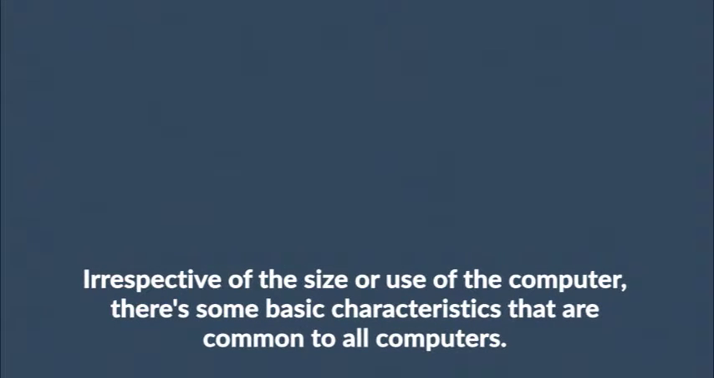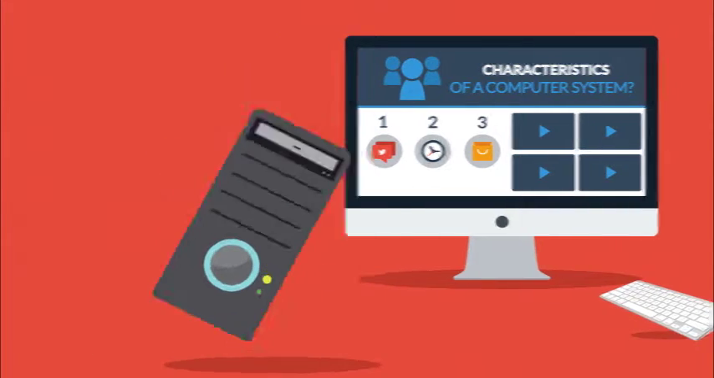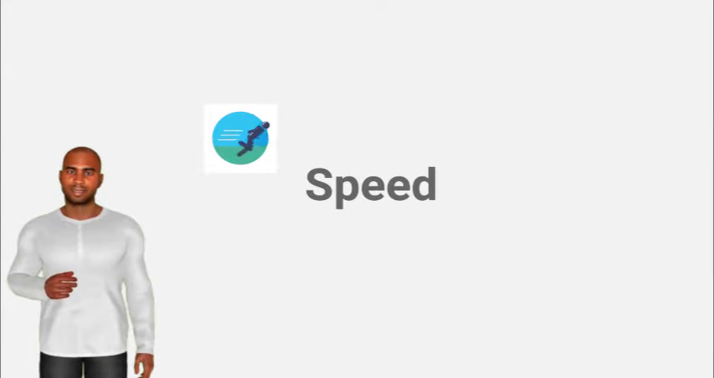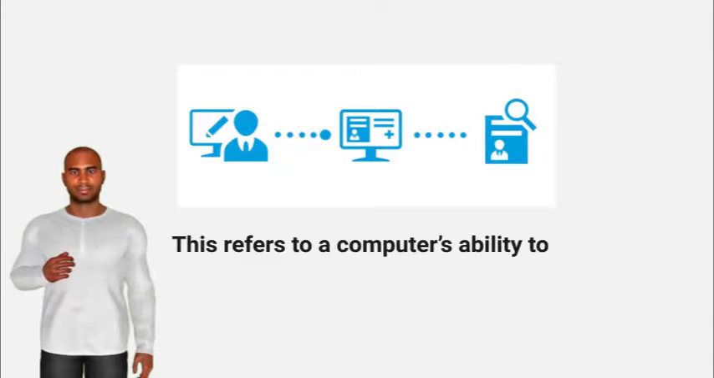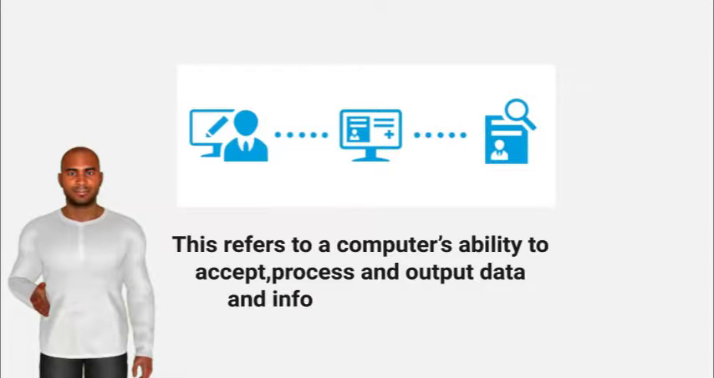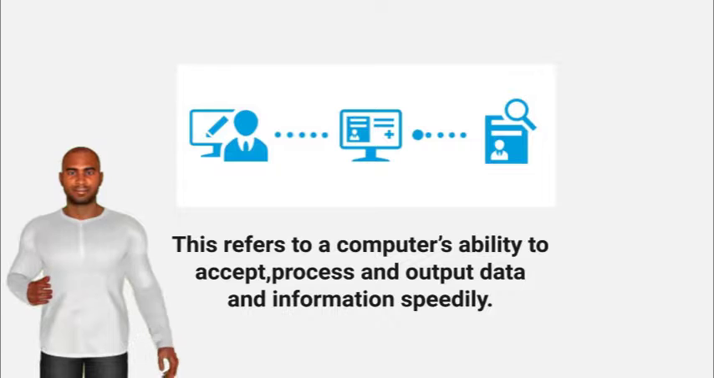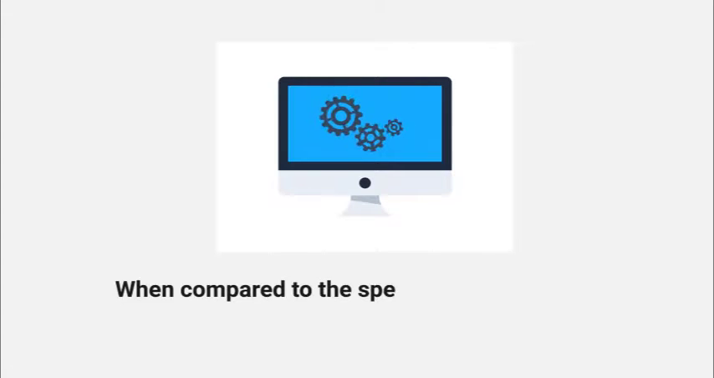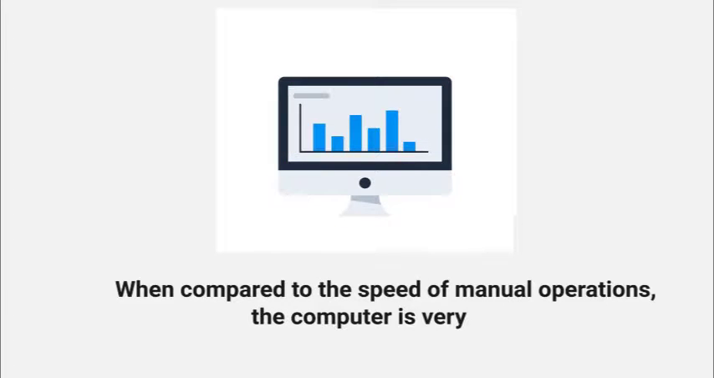Irrespective of the size or use of the computer, there are some basic characteristics that are common to all computers. Number 1 is speed. This refers to a computer's ability to accept, process, and output data and information speedily. When compared to the speed of manual operations, the computer is very fast.